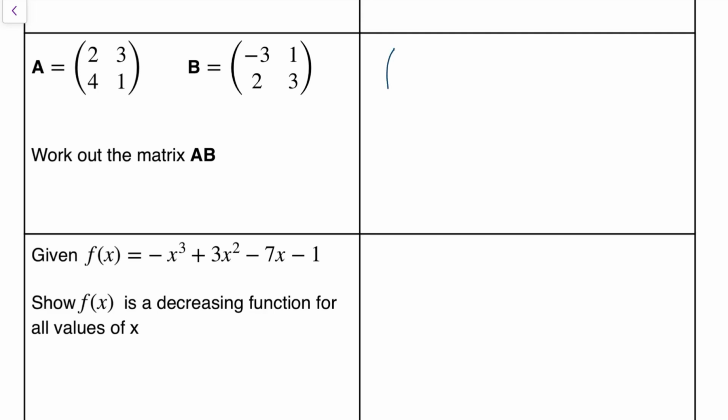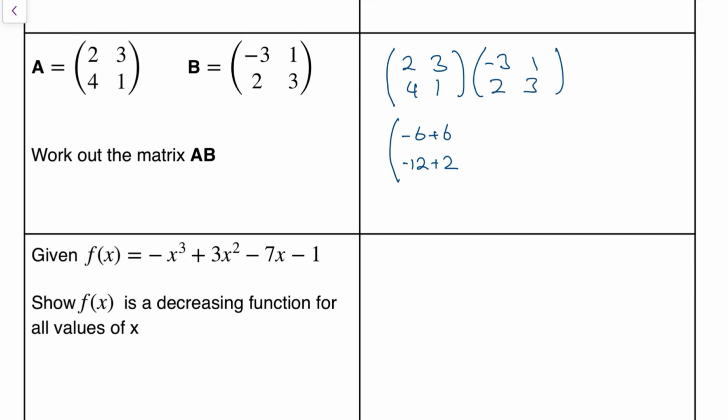Okay, so this is just a standard matrix question, isn't it? So I'm going to write it down here and then show the bit in between. So A is 2, 3, 4, 1, and B is -3, 1, 2, 3. So therefore AB is going to be 2, so top row times left column. So 2 times -3 is -6, 3 times 2 is 6, 0. Bottom row left column, so 4 times -3 is -12, and 1 times 2 is 2. Top row right column, so 2 times 1 is 2, and 3 times 3 is 9. And bottom row right column, 4 times 1 is 4, 1 times 3 is 3.